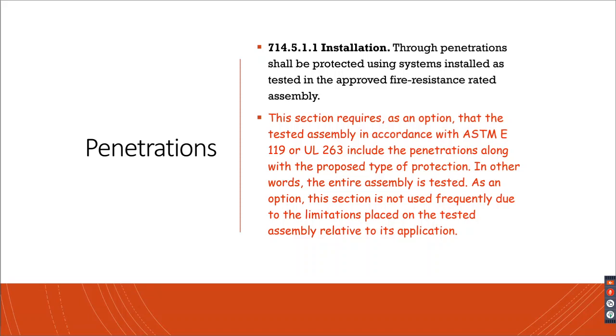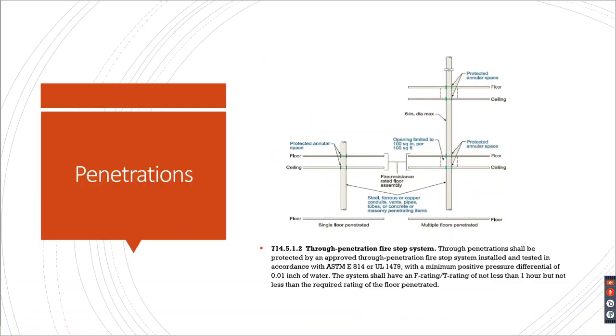And of course, the installation has to be protected in the way that it was tested and approved in the assembly. And again, this is similar to the one for the wall. If it's through the horizontal assembly and the penetrating item and how it's protected doesn't have its own listing, but it was tested as part of the whole floor ceiling assembly, then they can use that. But again, we shouldn't really see this too much anymore because there's a number of listings that are available now.